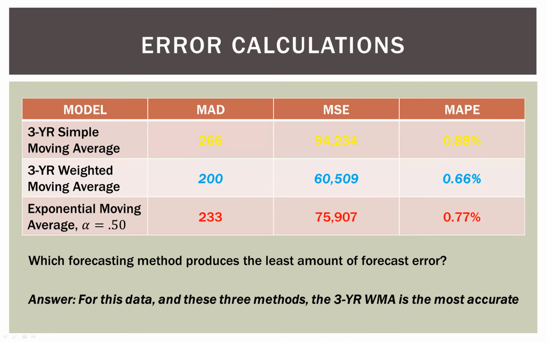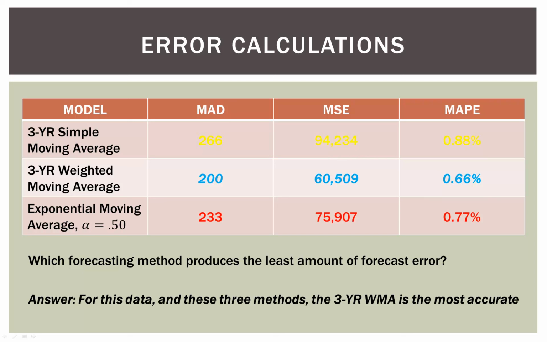So again, I went ahead and did all the MAPEs for each model. So for the 3-year simple moving average, we had a MAPE of 0.88%. For the 3-year weighted moving average, we had a MAPE of 0.66%. And for the exponential moving average, with an alpha of 0.5, we had a MAPE of 0.77%.